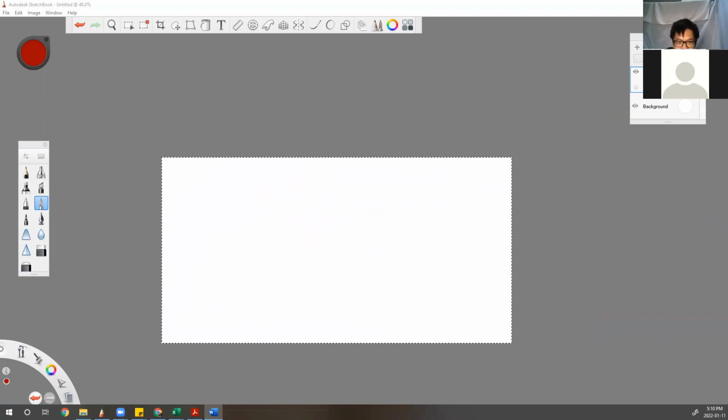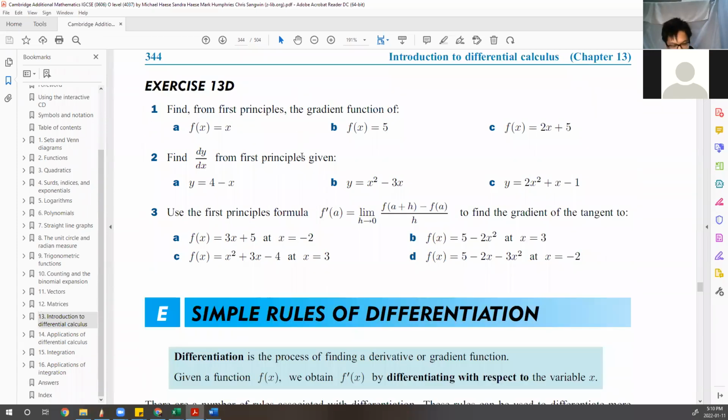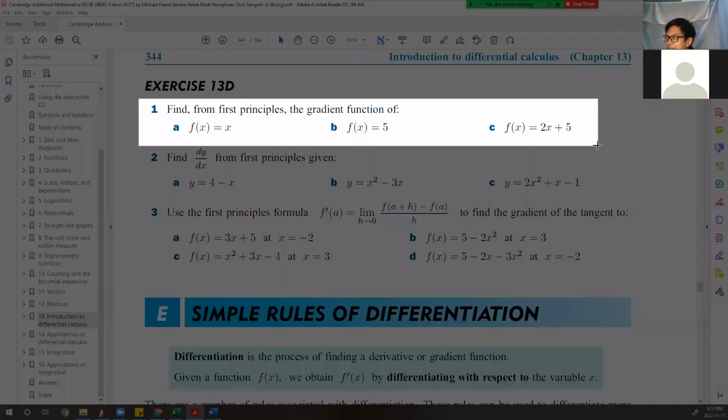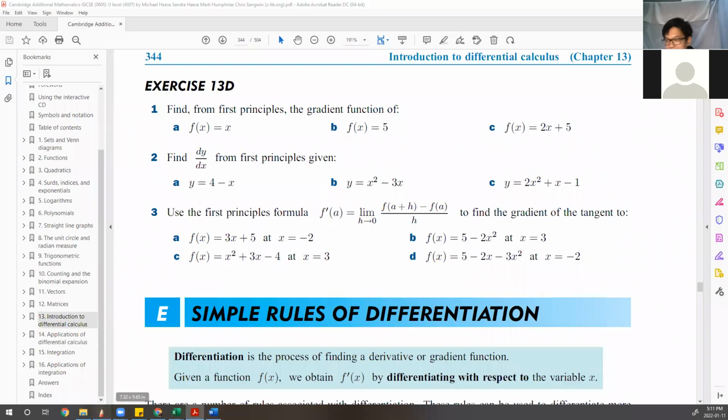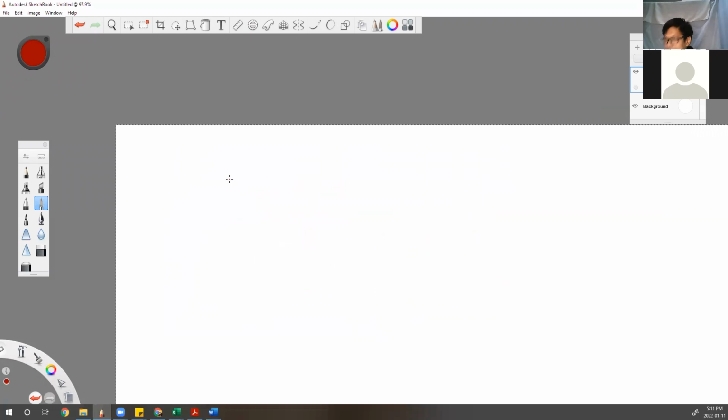It will be more efficient. Here, let's do number 1. We use the first principle. That's what's called first principle. Yeah. So the first principle of derivative is this.